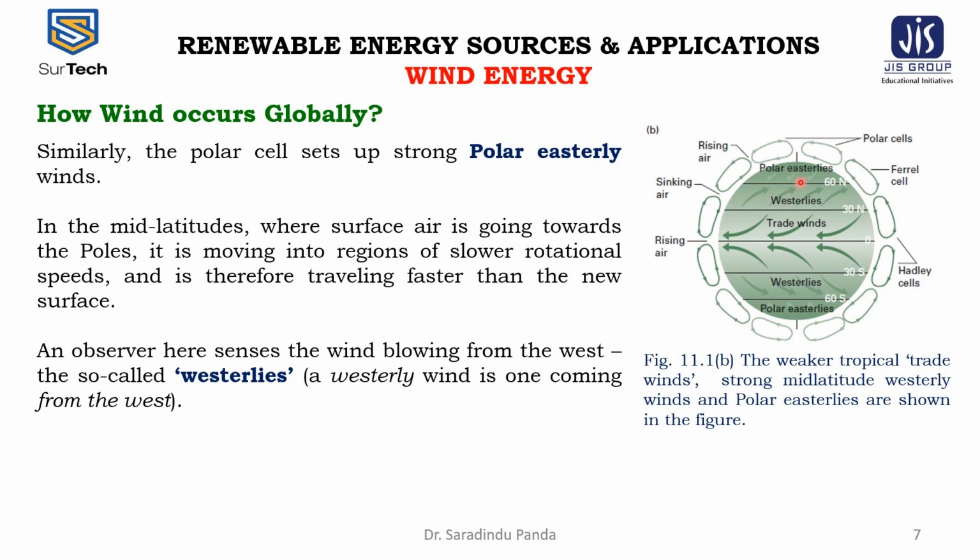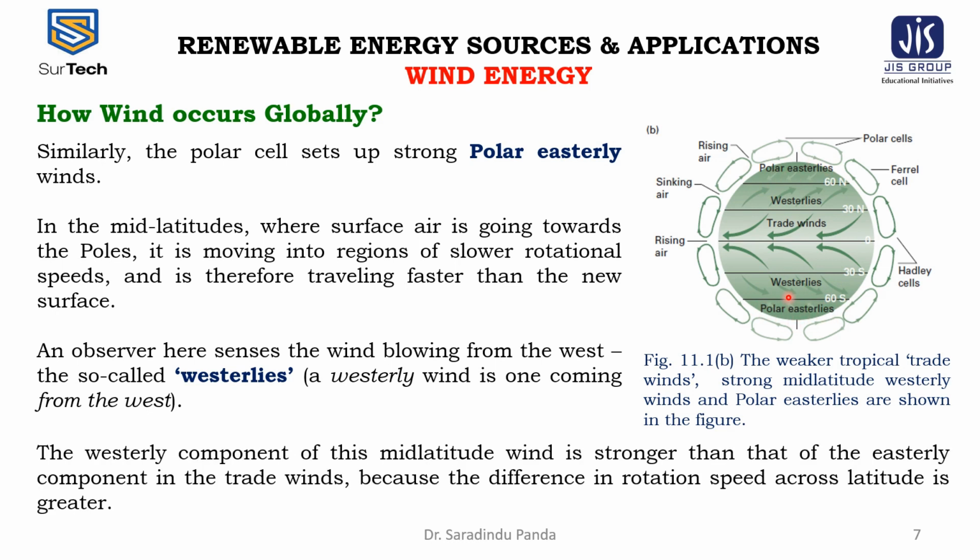This is the westerlies in the northern hemisphere, and this is the westerlies in the southern hemisphere, and these are the polar easterlies in the northern hemisphere, and this is the polar easterlies in the southern hemisphere. So now the westerly component of this mid latitude wind is stronger than that of the easterly component in the trade winds, because the difference in the rotation speed across the latitude is greater.